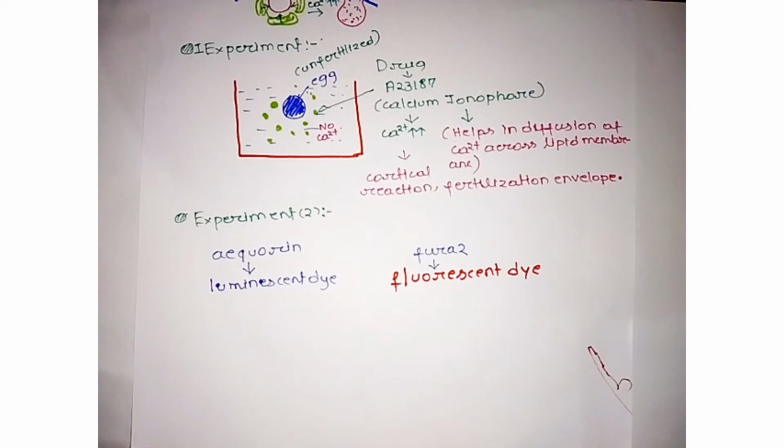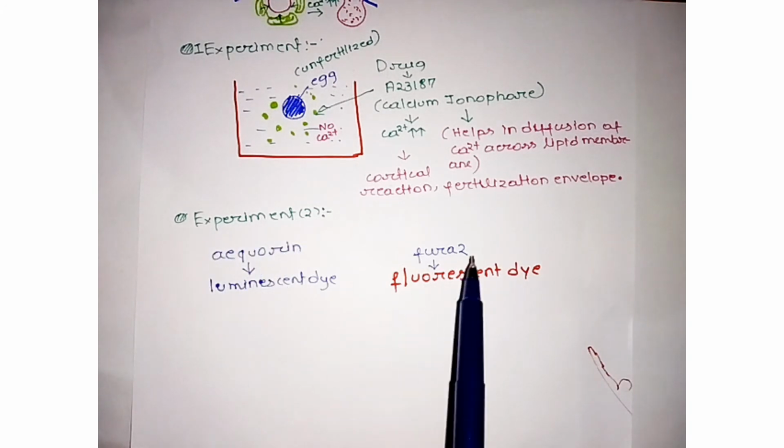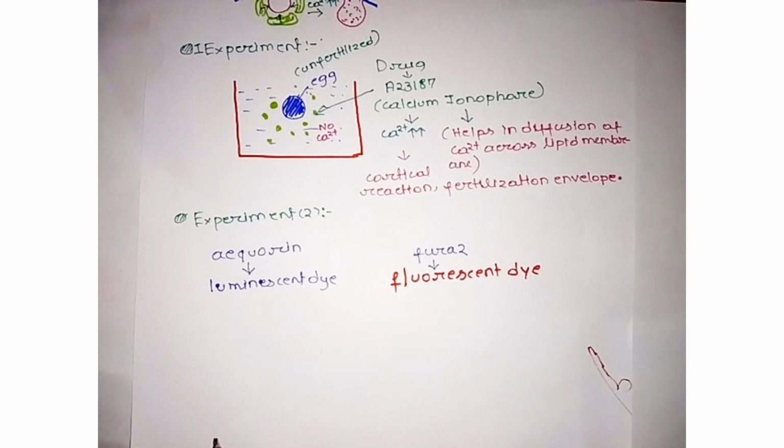So now we discuss the second experiment. In the second experiment, there are two dyes. First is aequorin and the second is Fura-2. Aequorin is a type of luminescent dye. On the other hand, Fura-2 is a type of fluorescent dye.